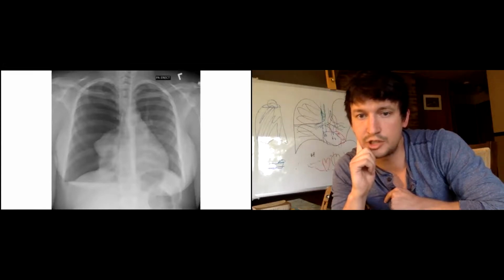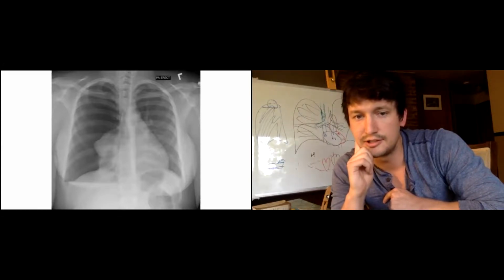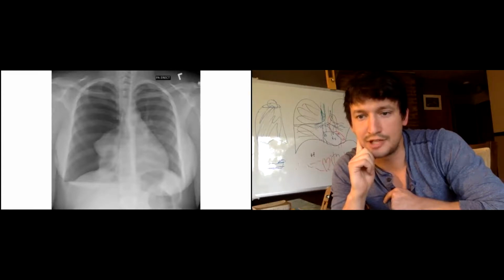Okay, great. What do you guys think this is? It's a pneumothorax, perfect, on the right side. That lung is just collapsed all the way down. Anesthesia is all over it. Awesome.